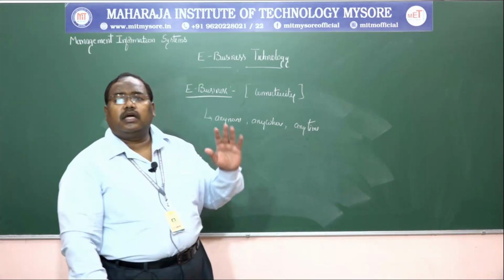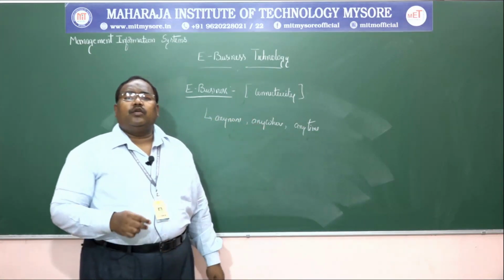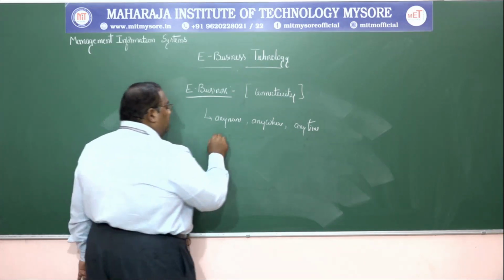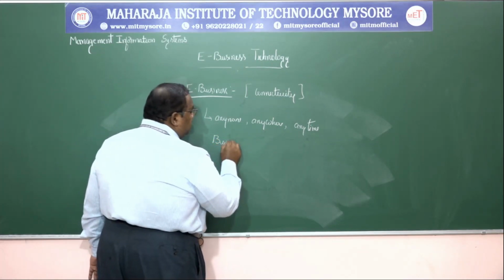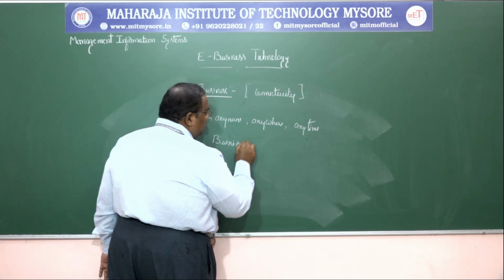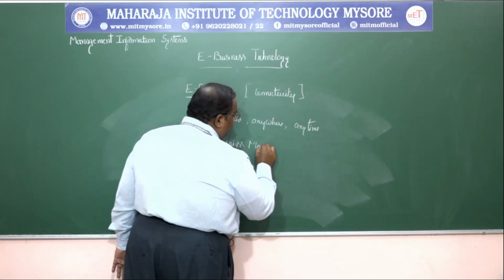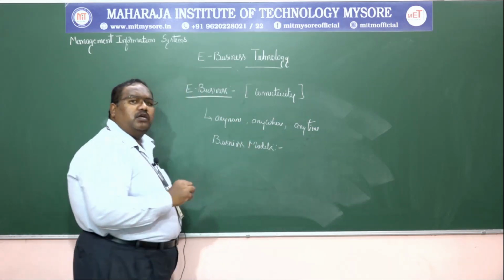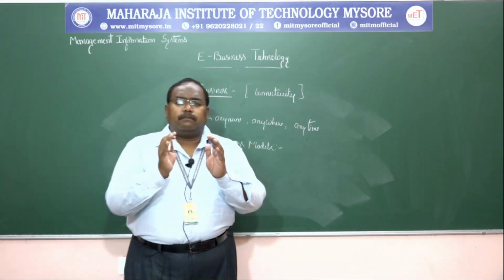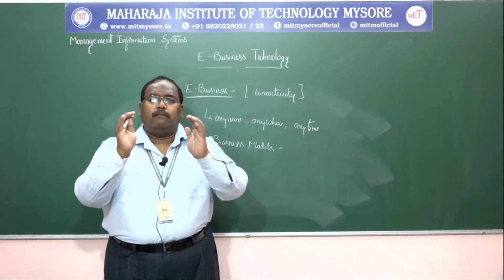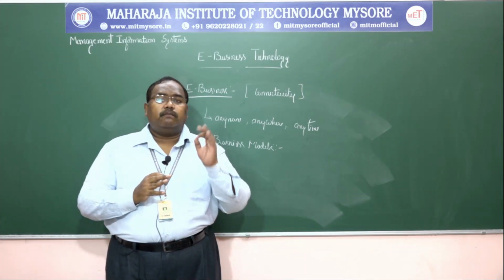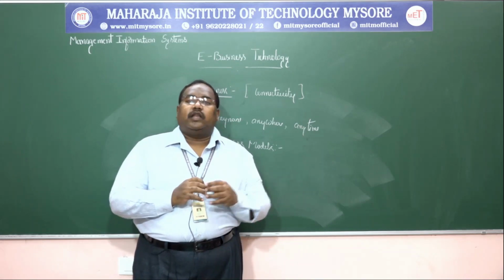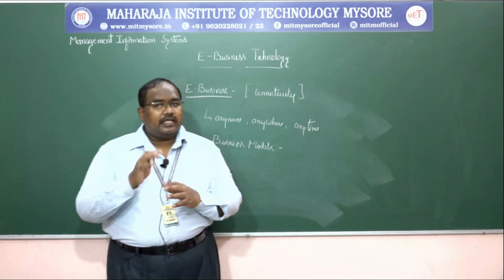So when we talk about business globally, we need to have some models associated with it. So what are those? We say it as business models. What do you mean by model? A model is a smaller replication of a bigger entity. So an e-business model is an approach for conducting electronic business over the internet.